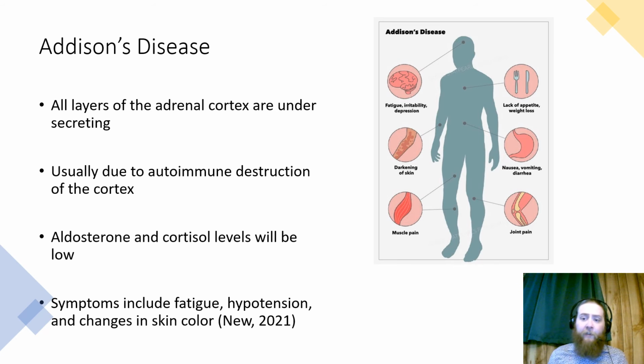Now, on the other side, we've talked about two examples of hypersecretion where we've had too much. Let's talk about hyposecretion. So this is when we have a lower than normal amount. So both layers, or all three layers, of the adrenal cortex are under secreting. This is usually in Addison's disease due to an autoimmune destruction of the cortex, of that outside layer of the adrenal glands. So both aldosterone and cortisol will be low.